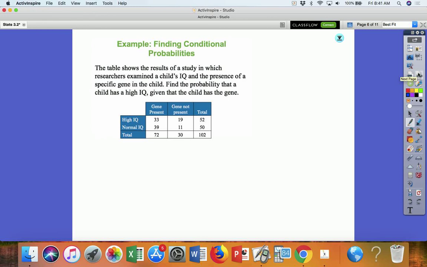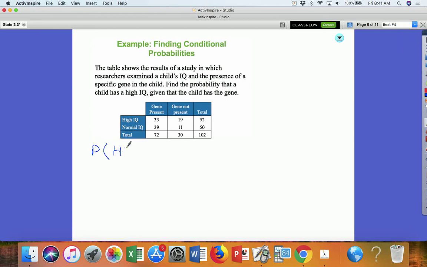Okay, so let's do this problem. A table shows the result of a study in which researchers examined a child's IQ and the presence of a specific gene in the child. Find the probability that a child has a high IQ given that the child has the gene. Again, I want you to write this down: what's the probability of a child having a high IQ given that the gene is present?